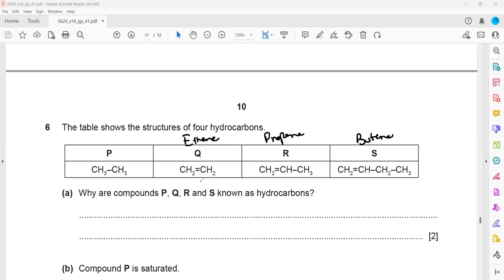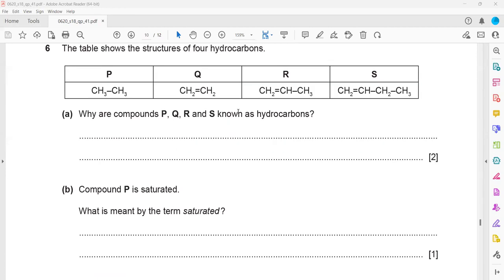If they form a polymer, like if ethene forms a polymer, it will be polyethene. Even though the polymer does not have a double bond, we name it after the monomer. If the polymer is formed by propene, it will form polypropene. If a polymer is formed from butene, it will be polybutene. So the same thing they asked: if compound S undergoes polymerization, what will be the name of the polymer?